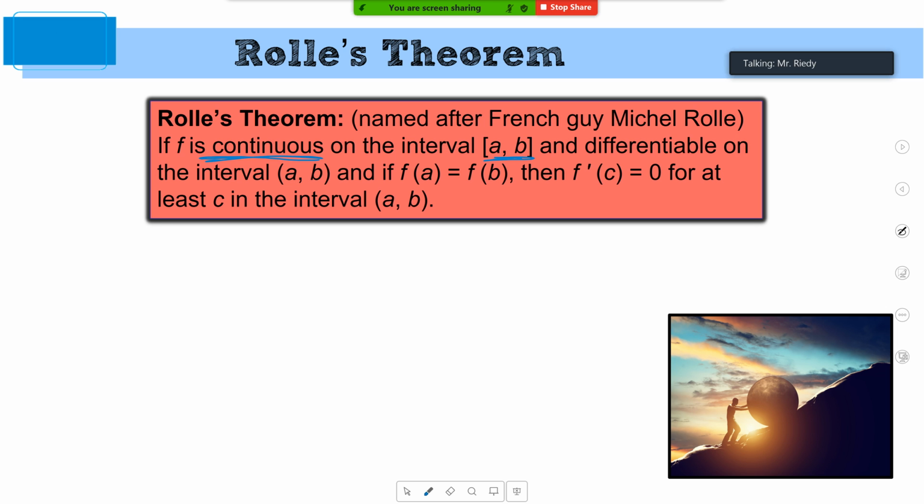Then we get to, on the interval AB, if f of A is equal to f of B. That's a fancy calculus way of saying we're starting and stopping at the same y value, because remember, our points now are x comma f of x. Then f prime of c equals 0 for at least one c in the interval. So there's got to be at least one point where the derivative has a value of 0, which is also known as a horizontal tangent line, which is also known as a maximum, the top of the hill.